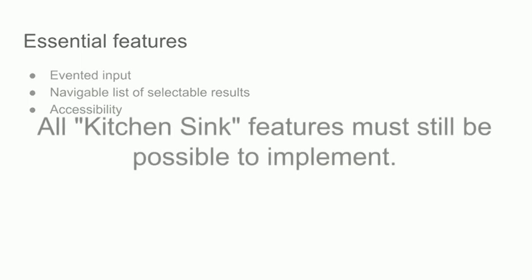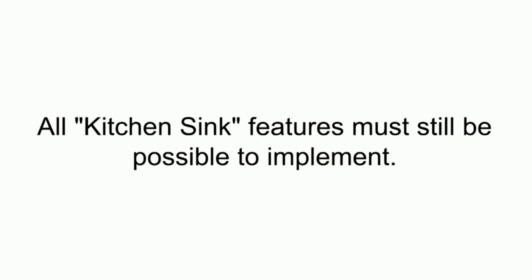So again, essential features only. However, all of the kitchen sink features still need to be possible. If we build a TypeAhead that can't do anything, it's useless. So they still need to be possible. So let's break down these features and find their different parts. We've got an input, a list, and some results.